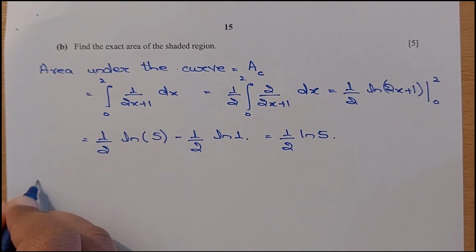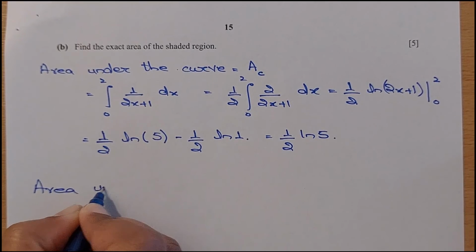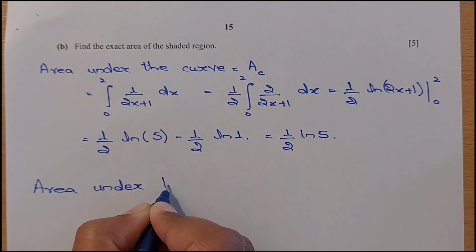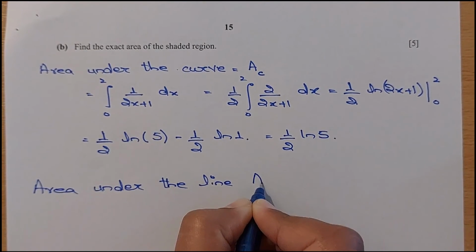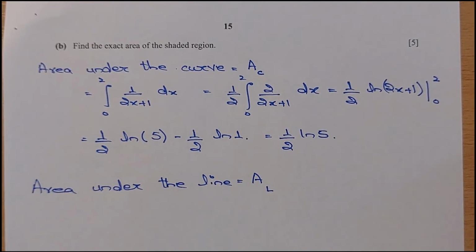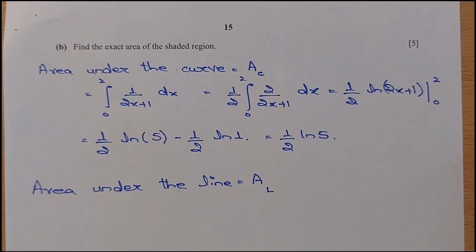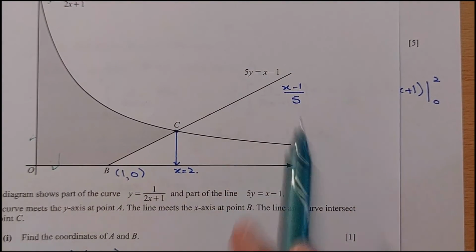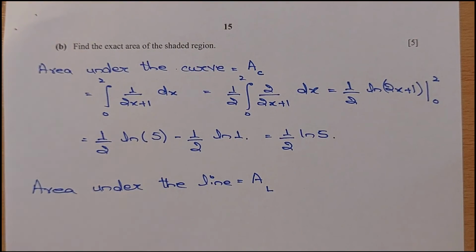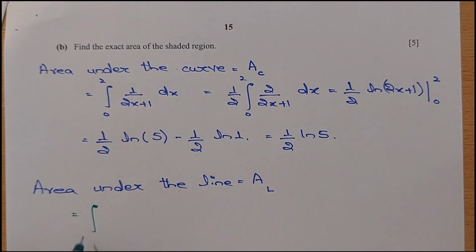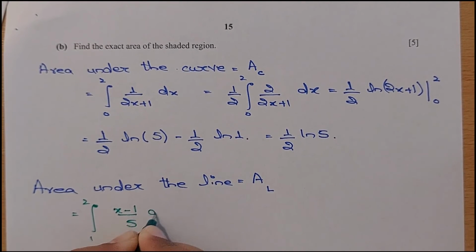Now let me find the area under the line, AL. So this is the line we have. Again, we do the integration when the x value is between 1 to 2. This line is x minus 1 by 5. So integration from 1 to 2 of (x minus 1) divided by 5 dx.